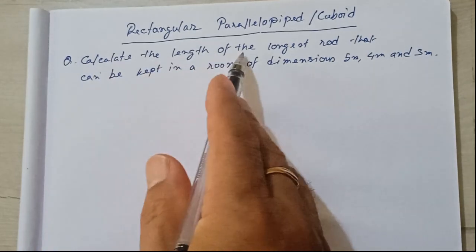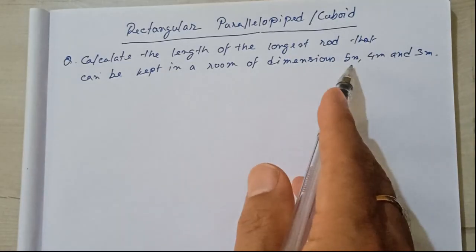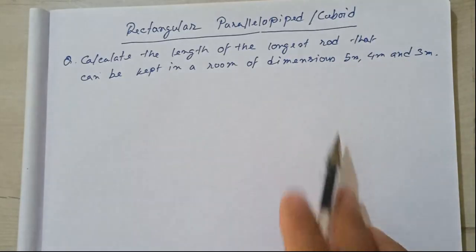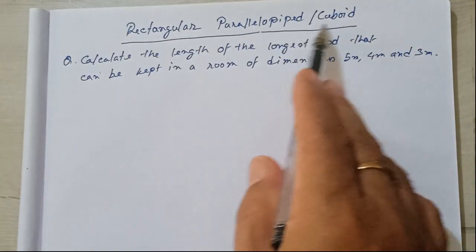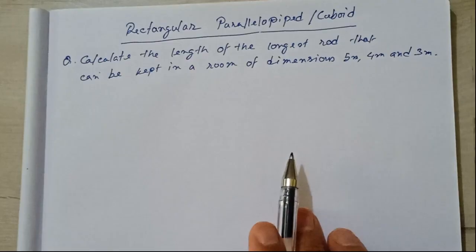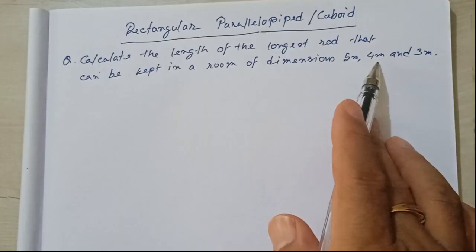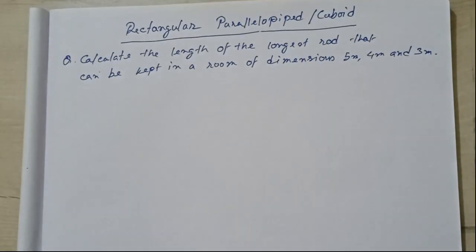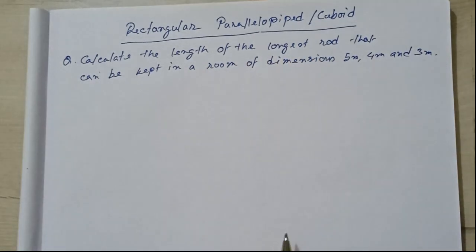Calculate the length of the longest rod that can be kept in a room of dimensions 5 meter, 4 meter and 3 meter. So it is a problem from rectangular parallelepiped or cuboid. So there is a room, the dimensions are given 5 meter, 4 meter and 3 meter, and we have to find the length of the longest rod that can be kept inside the room.